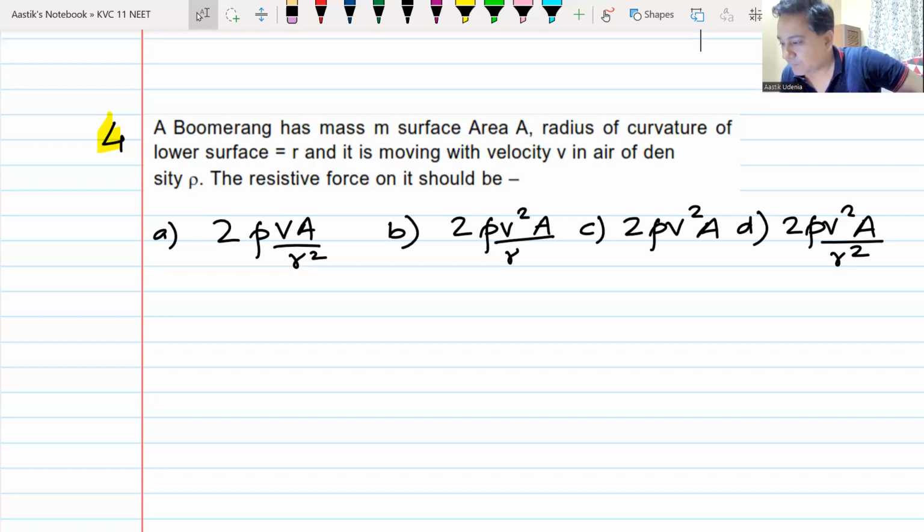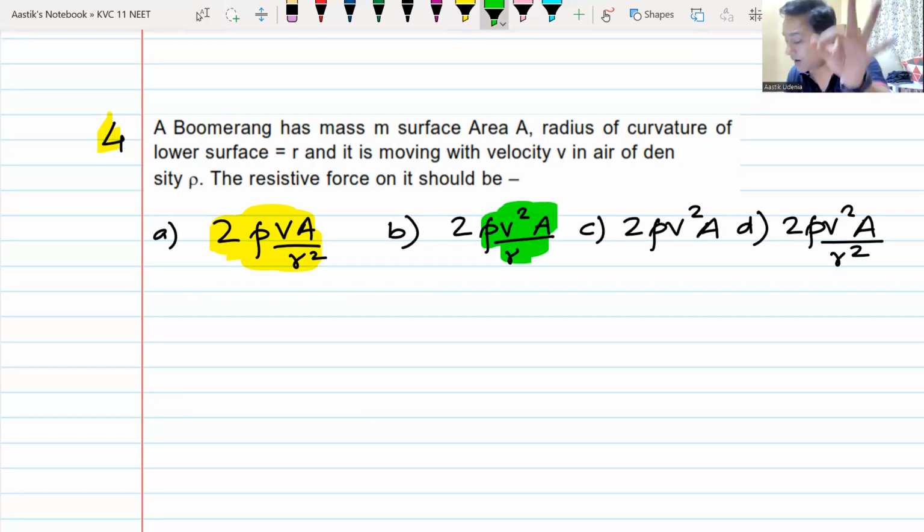By using dimensional formula, sir. Yes, by using dimensional formula. Now, just have a look at all these options. Look at the first option, option A. If you look at the terms, it has rho, V, A, and R square. The second has rho, V square, A, and R. So this is different from the yellow one, because in the yellow one, we had R square and V was single. Here we had V square and R was single. Look at the third one. Here we had V square, but there is no R. Look at the fourth one. You had both V square and R square.